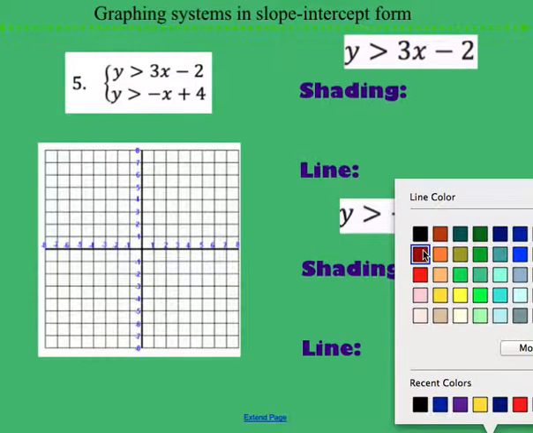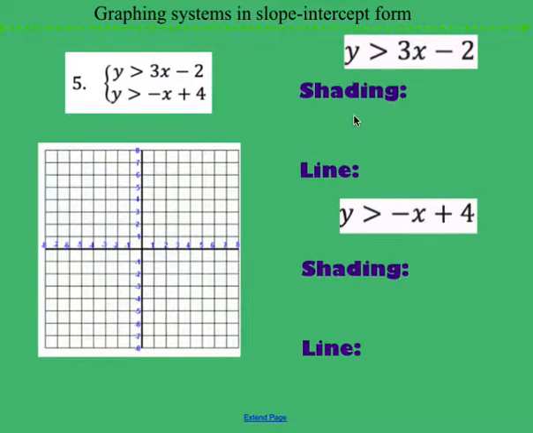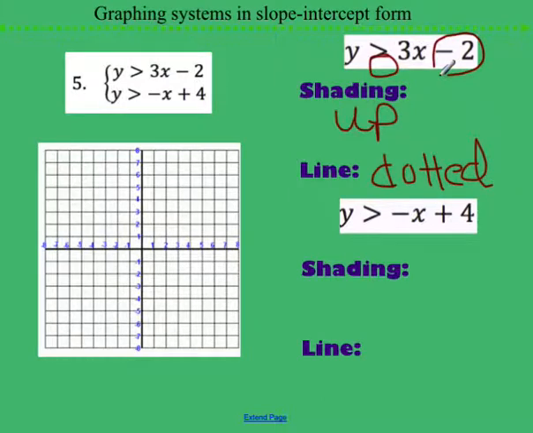So for number 5, again, I notice that the alligator is opening towards the y, so I'm going to shade up. And then I also notice that the line does not have a solid line underneath it, so then the line is going to be dotted because the inequality doesn't have a line underneath it. So I'm crossing the y-axis at -2. And then my slope is 3 over 1. So then I'm going to be going up 3 and over 1 and plotting that point, which is going to be dotted. And I'm going to shade up from that line.